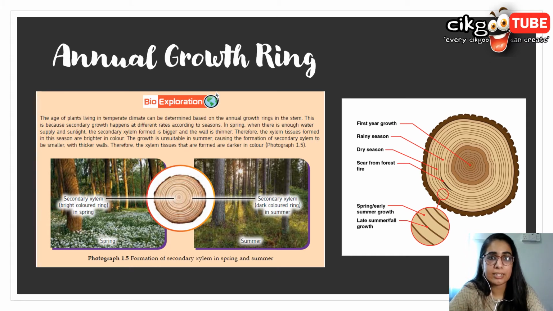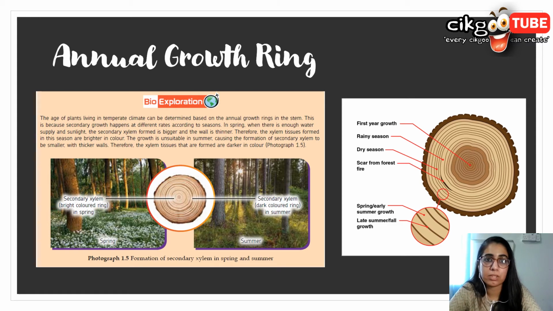The wood formed in the spring is called spring wood, while the wood from the autumn is called autumn wood. This kind of wood is seen together in a transverse section of the stem as concentric rings called annual growth rings. So each annual ring indicates one year's growth.